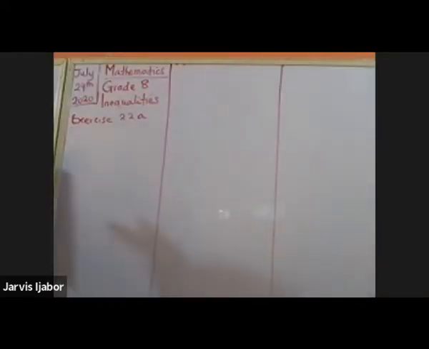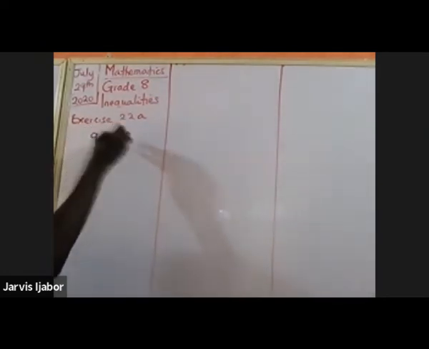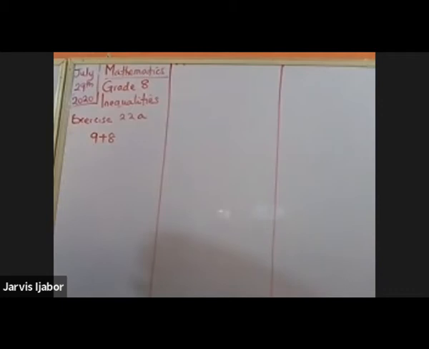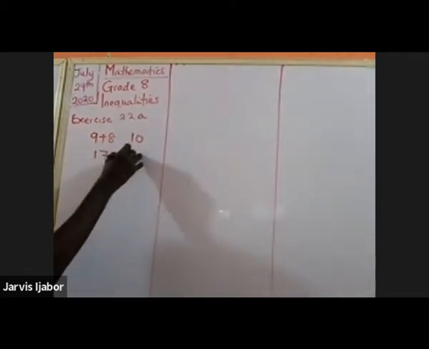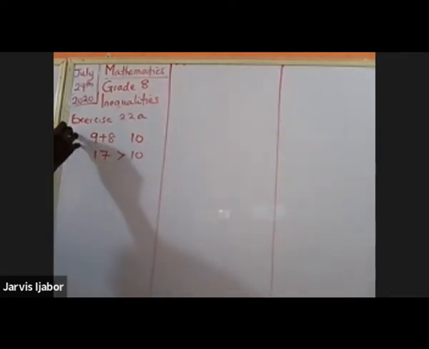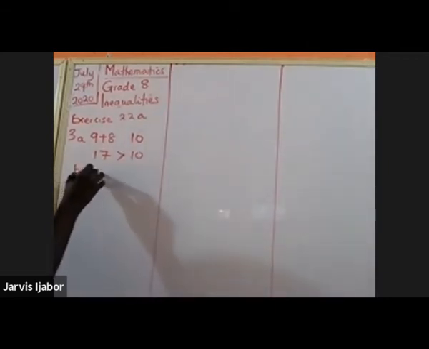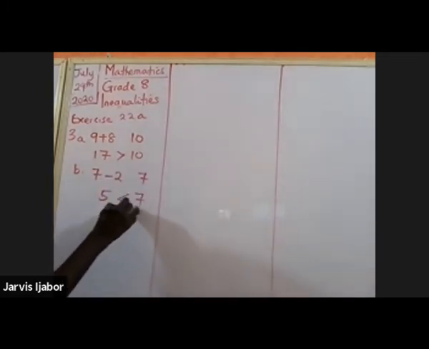Look at this one. 9 plus 8, and then we have 10. So this will be 17, 10. So it will be greater than, this is bigger than this. That's question 3A. Then let's go to B. It is 7 minus 2, 5. This is bigger.